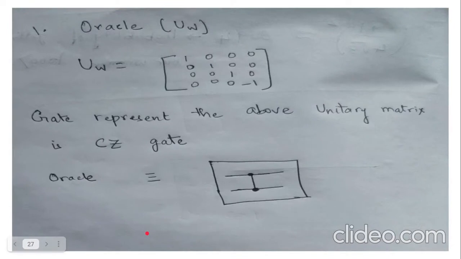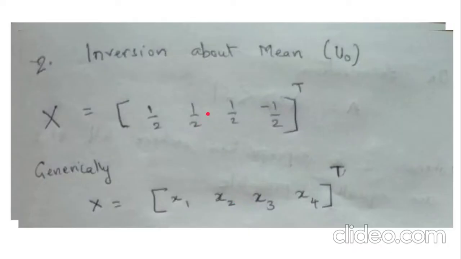The oracle is a pretty simple one. The unitary matrix required to flip the phase of 11 is this unitary matrix, and it is nothing but a controlled-Z gate, which is represented by this. So the oracle is nothing but this gate, the controlled-Z gate. Now for the inversion about mean, we need to figure out what the unitary operator is. Let's say x is a column vector where each element represents the amplitude after the oracle acts: 1 by 2, 1 by 2, 1 by 2, and minus 1 by 2.